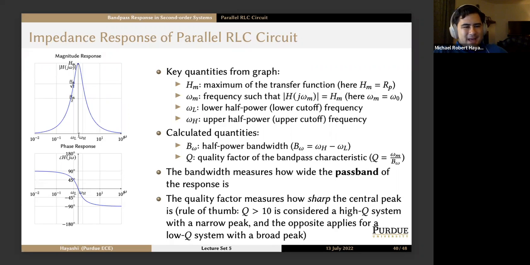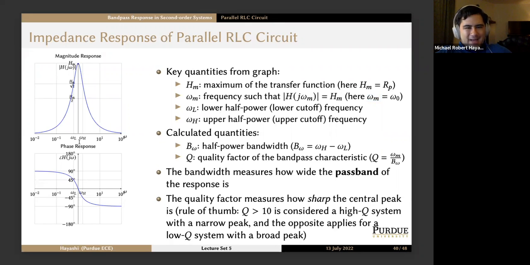We'll call omega_m, right here where we have the thick vertical axis, that's going to be at omega_m. That's the frequency such that the magnitude response takes its maximum value. So here, omega_m is equal to omega_0, which is equal to omega_R, the resonant frequency.